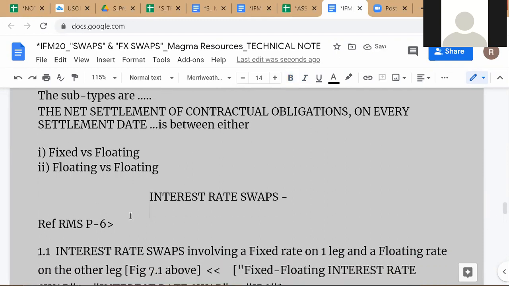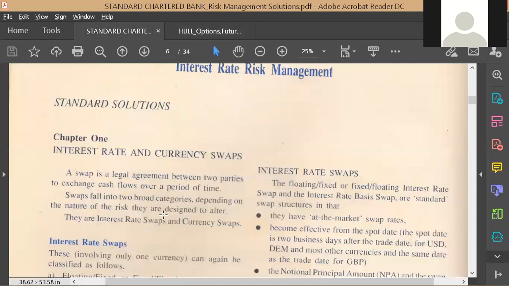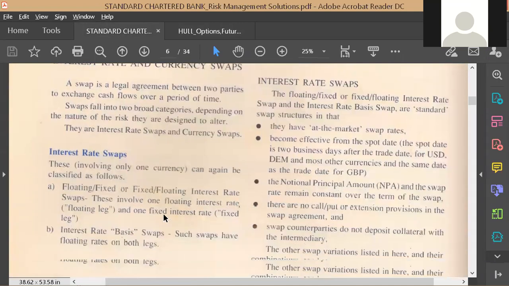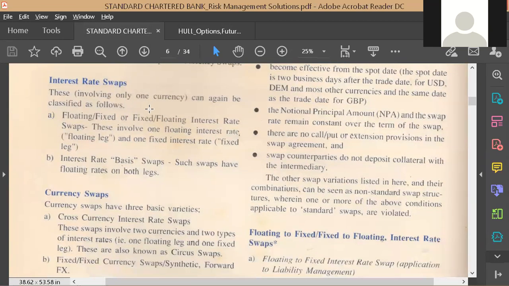Okay, you can start with RMS by page 6. So RMS is this one. Okay, this is better. I'm using this because it's much simpler. Okay, we start from page 6, and so we have two types of interest rate swaps. There is only one currency.